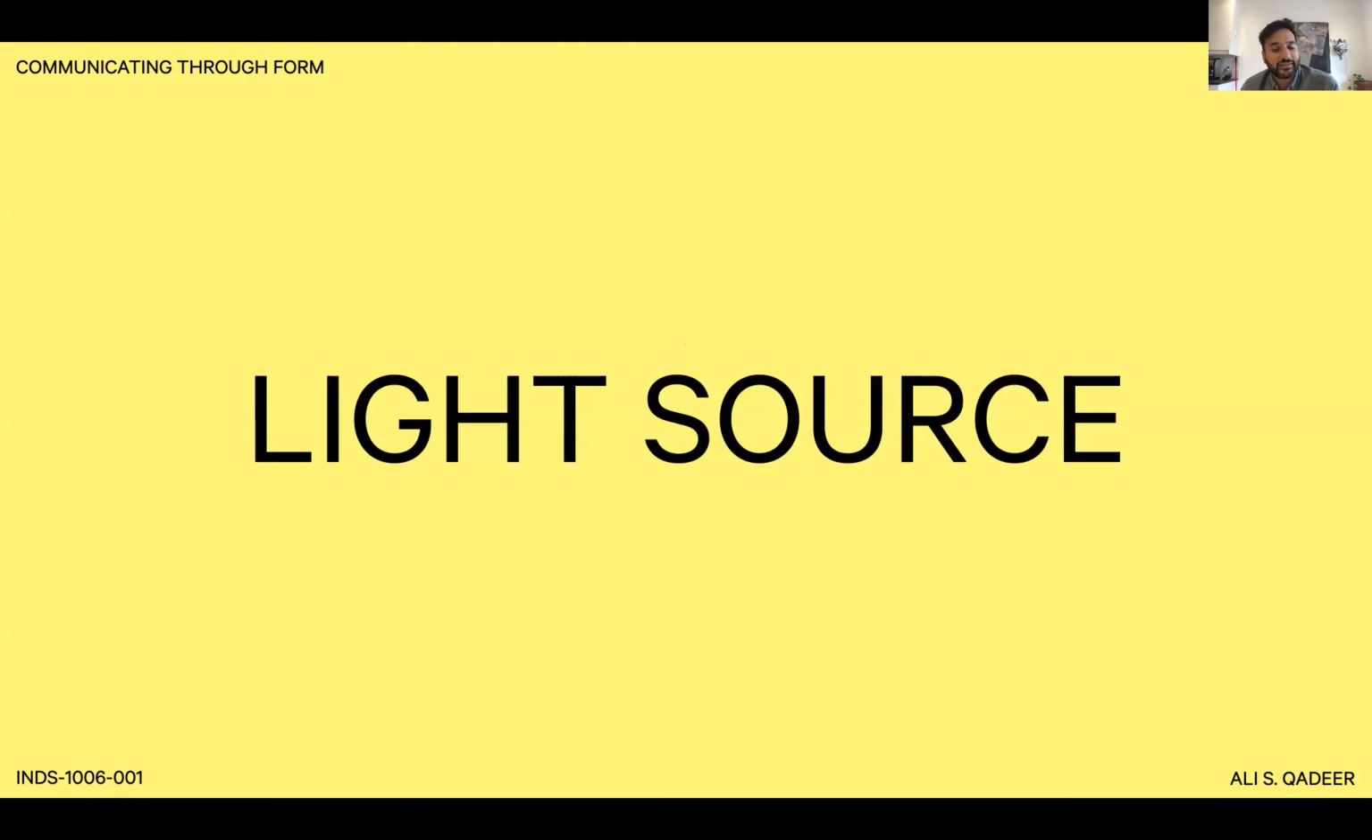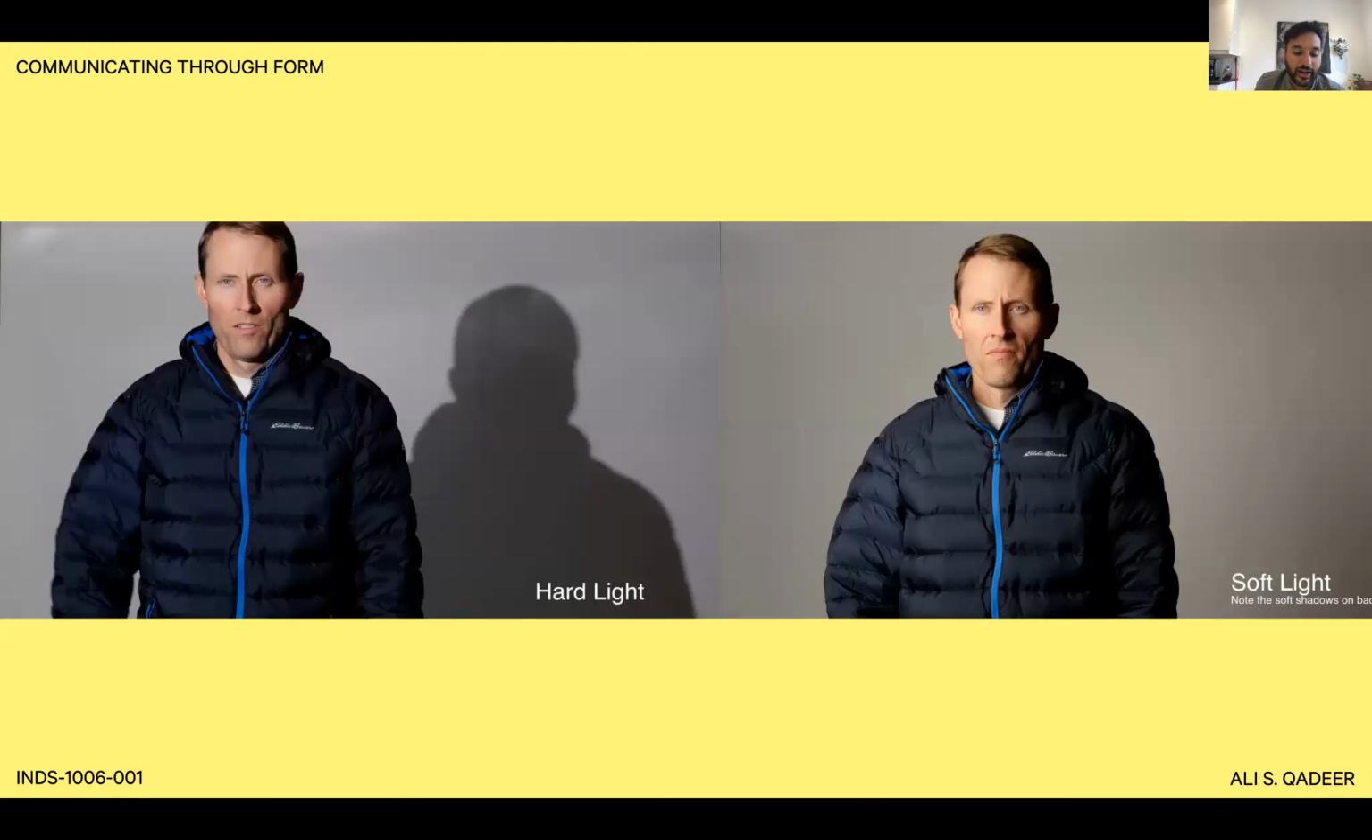One last detail to discuss today is light source. The size and position of your light source will greatly affect the outcomes of your image. A general rule of thumb is the larger the light source relative to your subject, the softer the light. And that's why people generally photograph better on overcast days. Shadows are much less harsh in soft light.